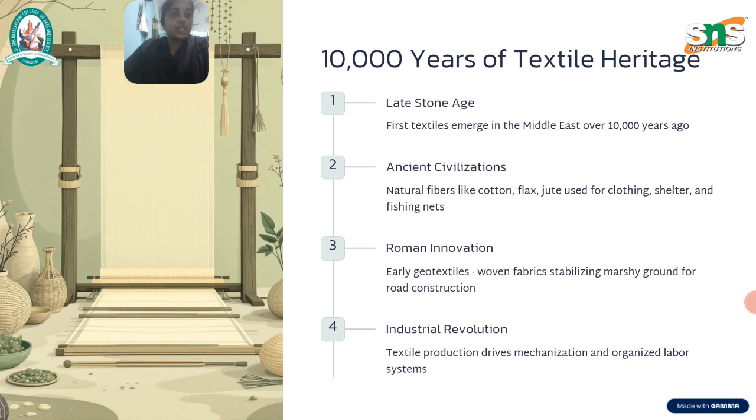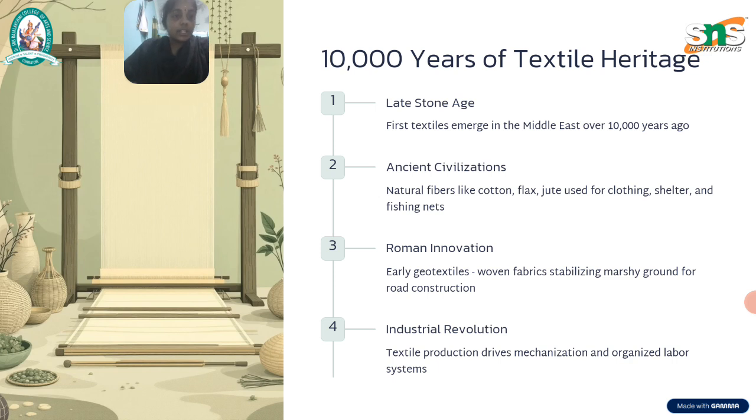Next, Roman innovation, early geotextiles. Geotextiles are used in the construction process of dams and roads. The geotextile concentrates mainly on construction, making use of textiles to make the outcome very good. The woven fabric stabilized the marshy ground for road construction. Mainly we concentrate on sustainable and eco-friendly products. This is the main concept of the innovations of that time.